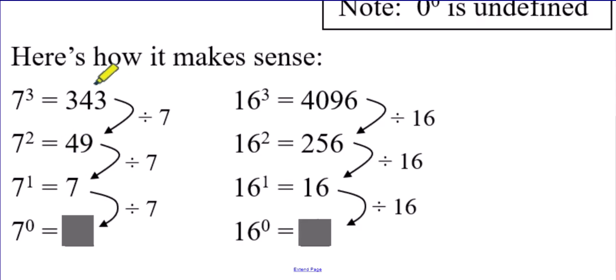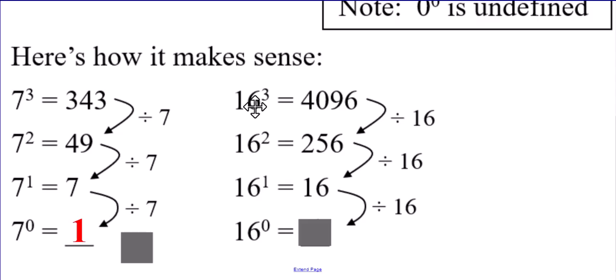Here's what I want you to notice. If you go top down, you could continue dividing by 7 to get to the next number going down on exponents. So if I continue going down by one of the exponents, then I would have to divide by 7 again. Well, what's 7 divided by 7? Pencils in your hand. Boom, write it down. It's 1.